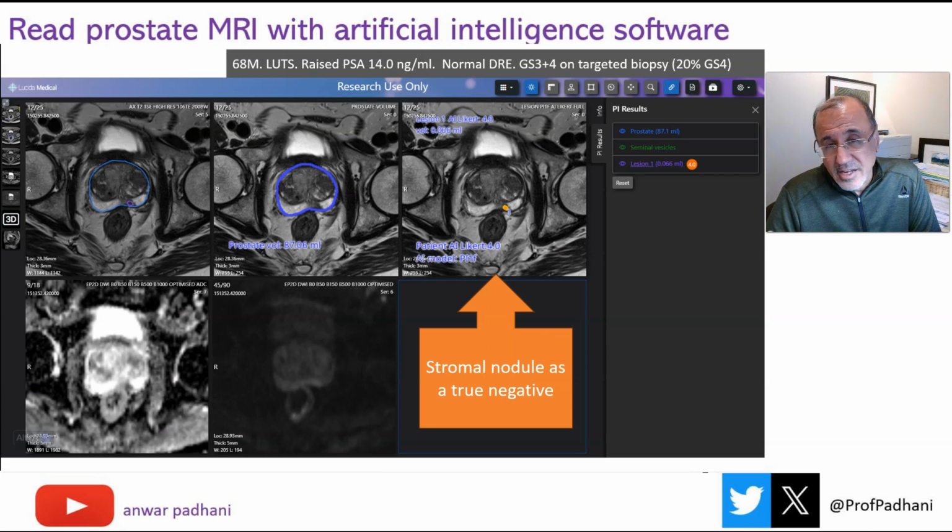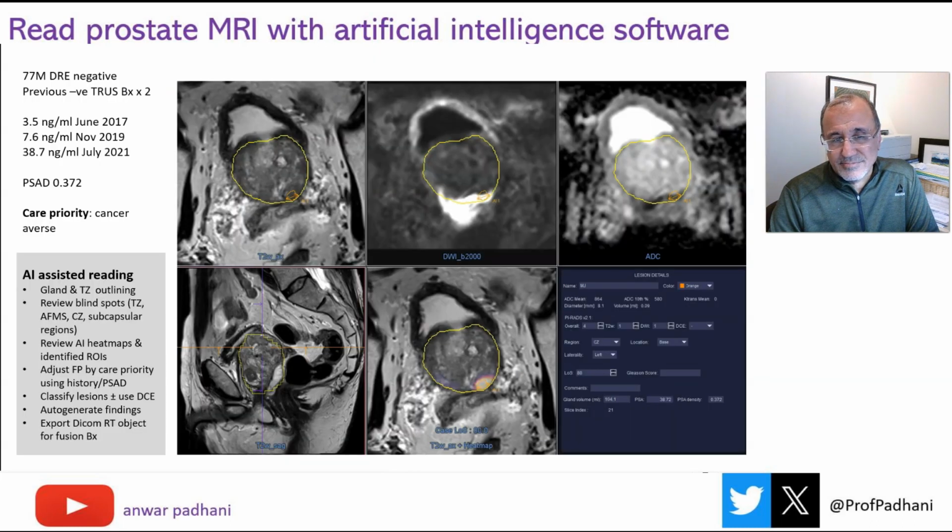Another different AI, same patient, you'll see in this particular instance, this stromal nodule is not identified as a false positive. So in this particular software, the stromal nodule was identified as a true negative.